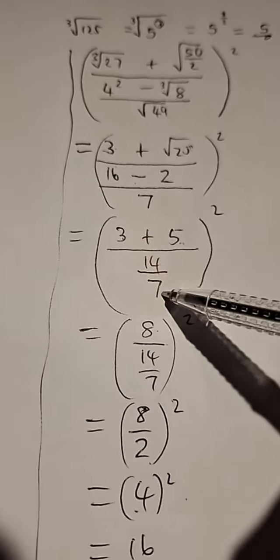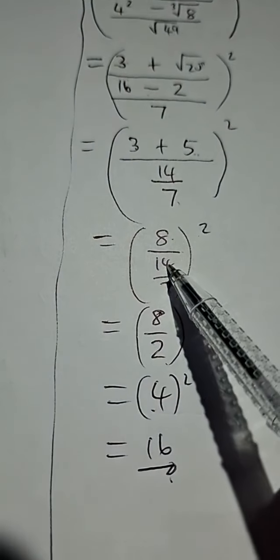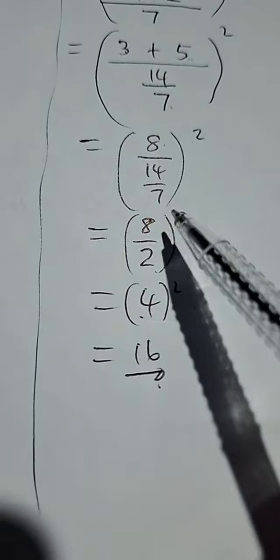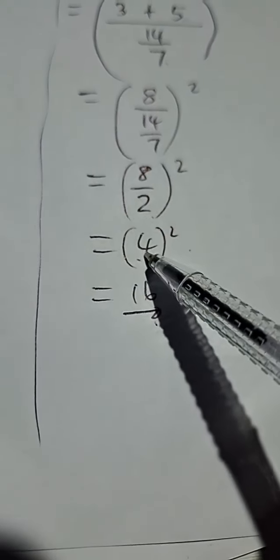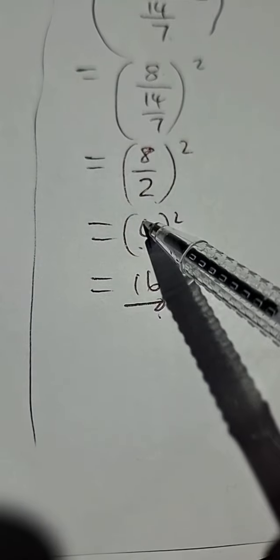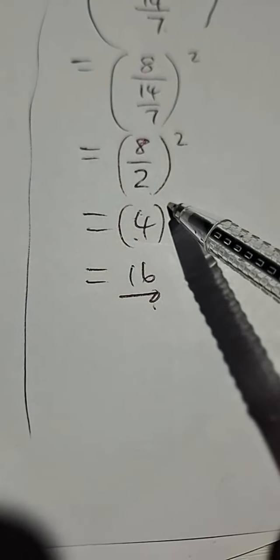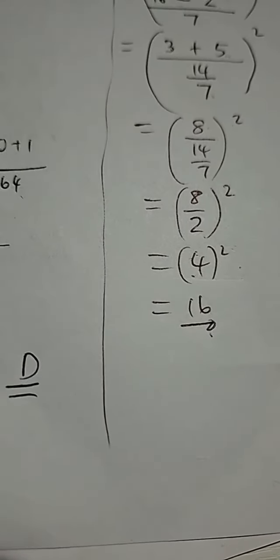And then the 7 is there. What's 3 plus 5? It's 8. 14 is there. 7 is there. What's 14 divided by 7? It's 2. What's 8 divided by 2? It's 4. We apply the square to what is inside the bracket, because after sorting out what is in the bracket, we can now apply the exponent. What's 4 squared? It is 16. Very straightforward, guys.